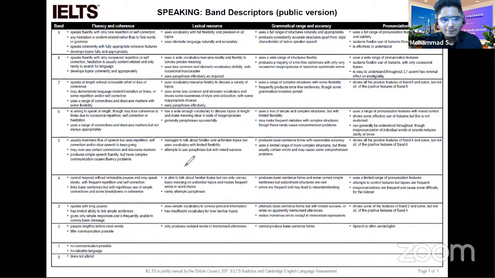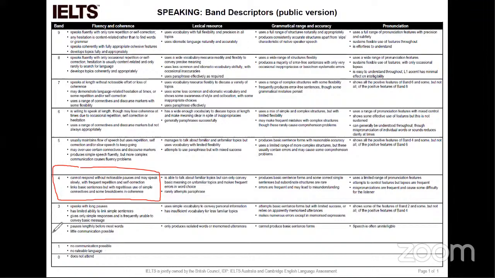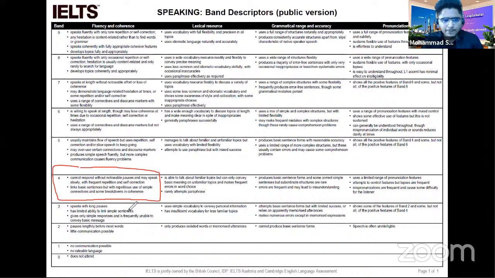Now, can someone please raise a hand and come in to read. Harmeet Gill. Hello, sir. Hi Harmeet, can you read this fourth point? Okay, sir. Cannot respond without noticeable pauses and may speak slowly with frequent repetition and self-corrections. Links basic sentences but with repetitious use of simple connectives and some breakdowns in coherence.